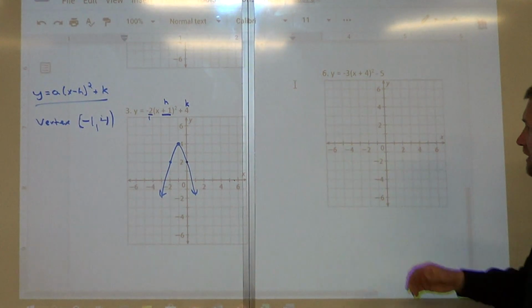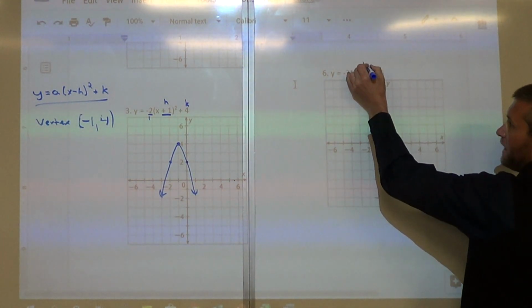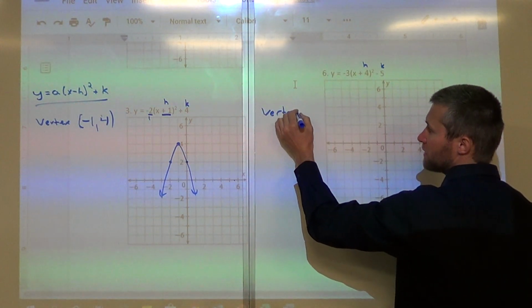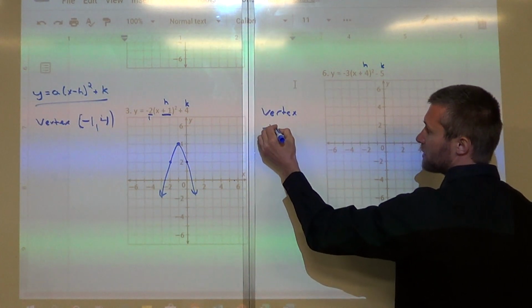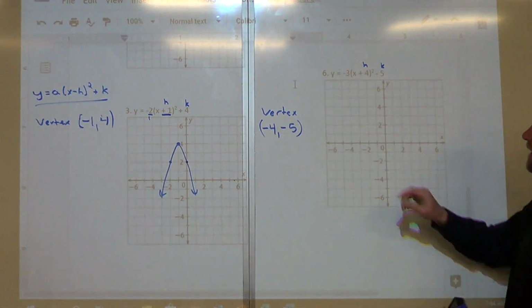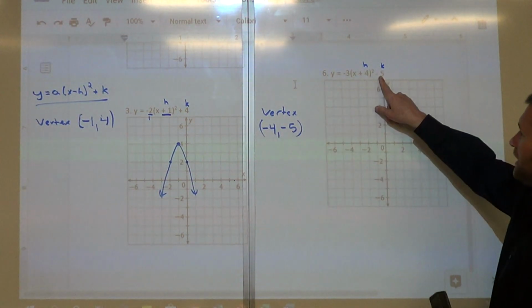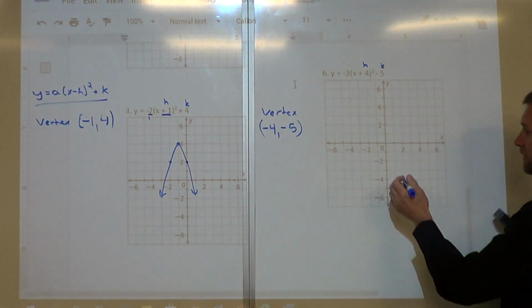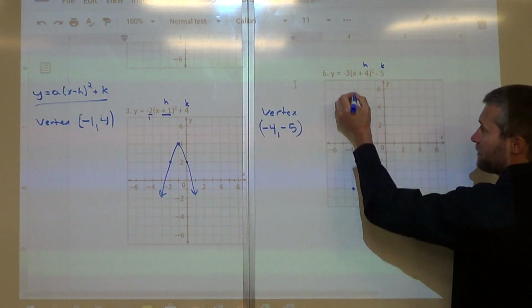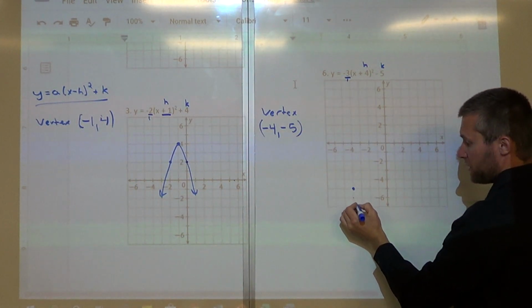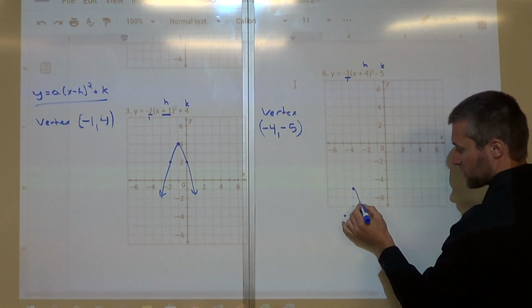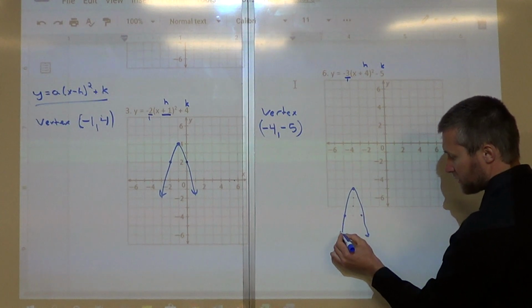So let's jump to number 6 because we can see it. Right here, this is my h value, that's my k value. So my vertex is at negative 4 and negative 5. So opposite that sign, it was positive 4, so it's negative 4, and k is just whatever that sign is. So I graph that, negative 4 and negative 5 down here. Then my slope is negative 3, so I'm going down 1, 2, and 3 over 1 and left 1. So it's going down like this.